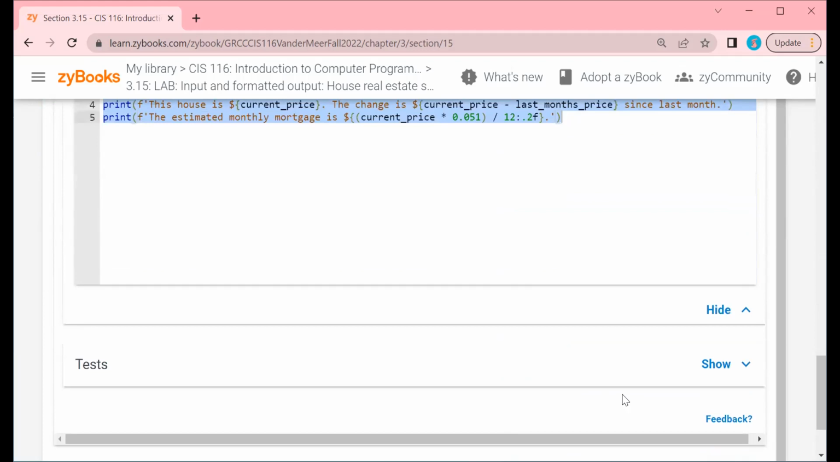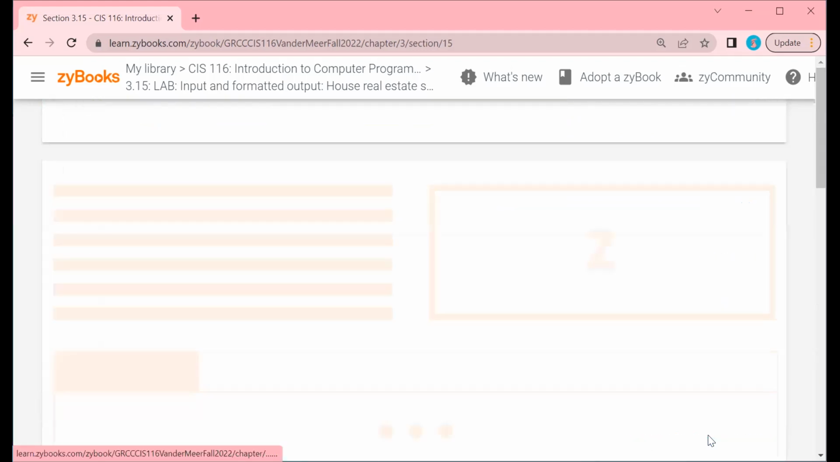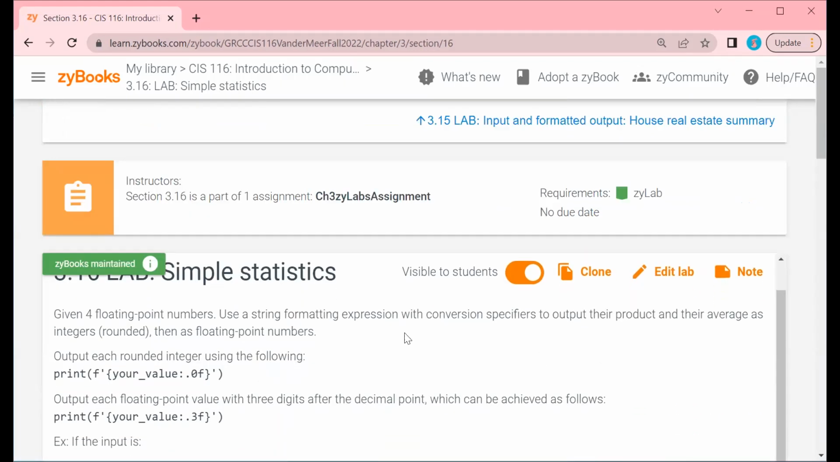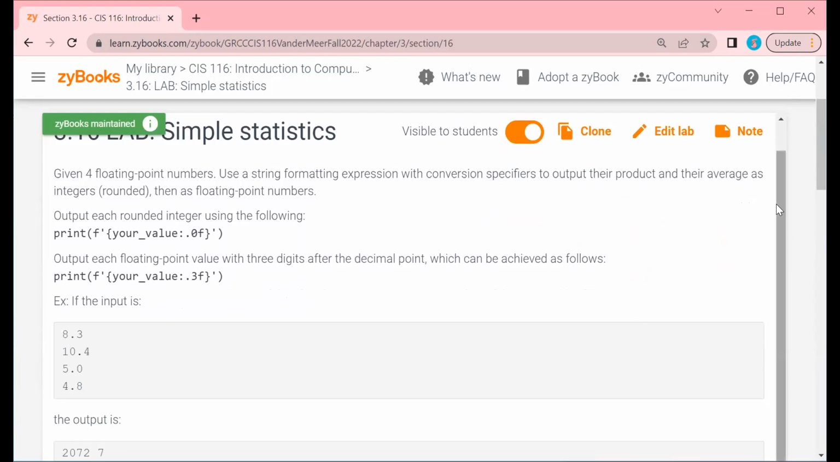So that was 315, and then the last one, 316. Given 4 floating point numbers. What are we doing with this one? Simple statistics. That's an oxymoron, I'm sure.